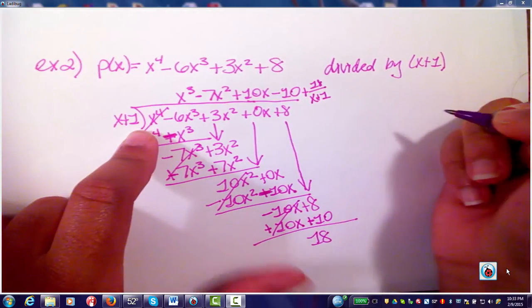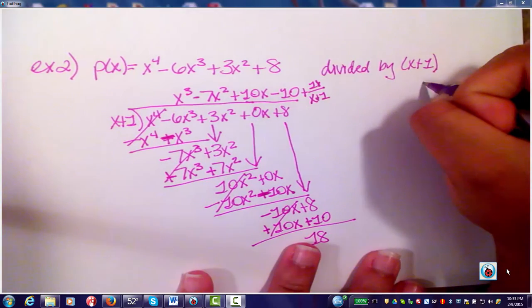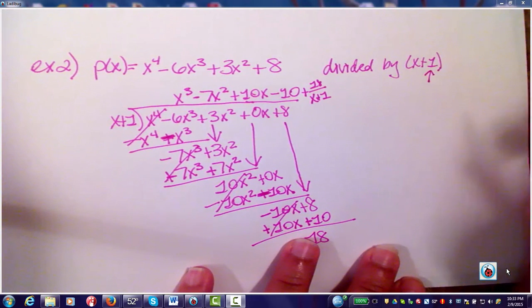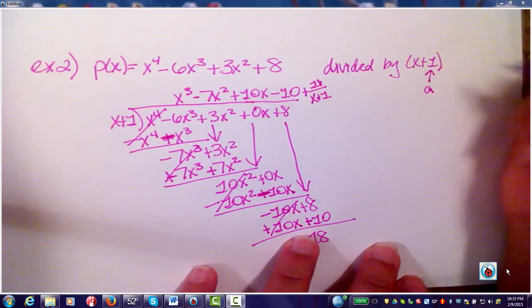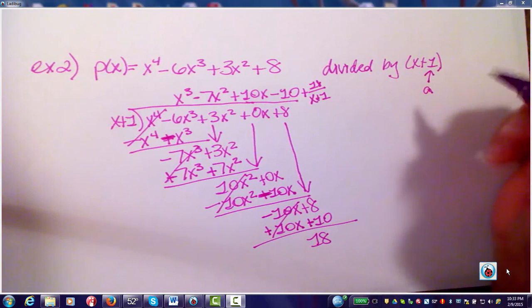So now, according to the remainder theorem, all we have to do is evaluate at a. And in this case, our a value is negative 1.